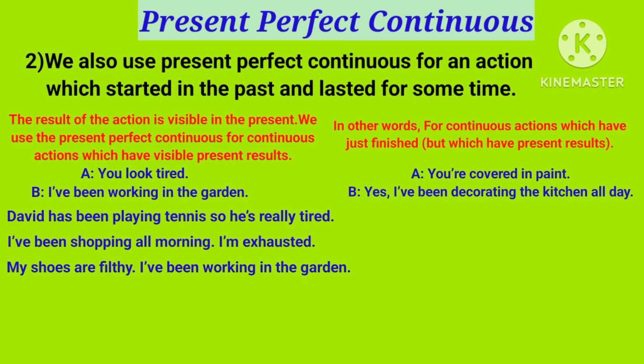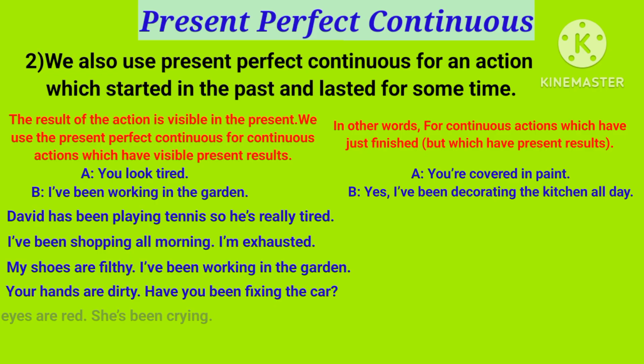The next example: my hands are dirty. Have you been fixing the car? Sorry, your hands are dirty. Have you been fixing the car? The result is dirty hands, visible now. Her eyes are red. She has been crying. The result is red eyes. And red eyes show the recent action, and that is the result of the action.